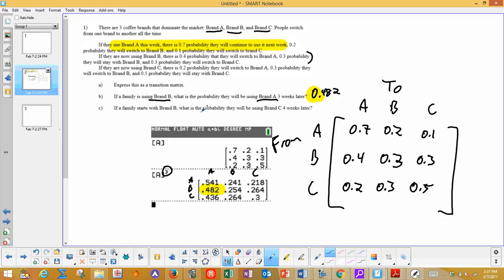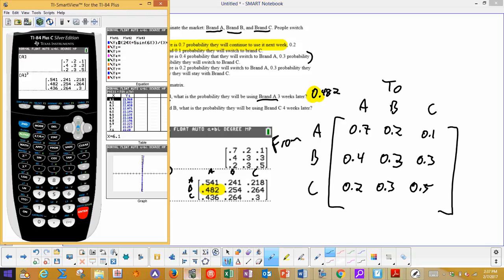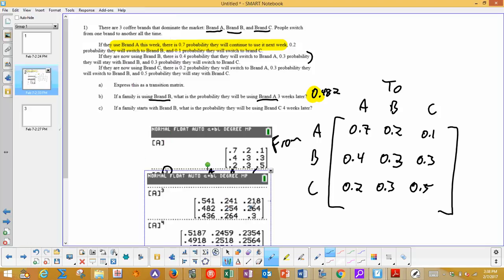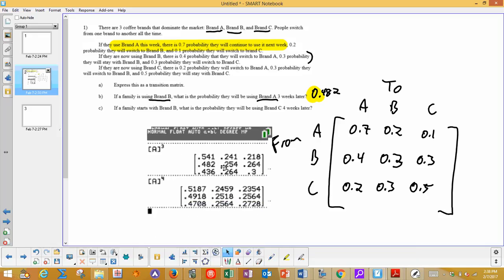Okay, and if I want to know what about 4 weeks later, I can come back to my matrix A to the 4th, and this gives me the matrix 4 weeks later. And so I can look at that for the third, from B, that's asking me from B to C, so that's this number. So the answer to that one is 0.2564.